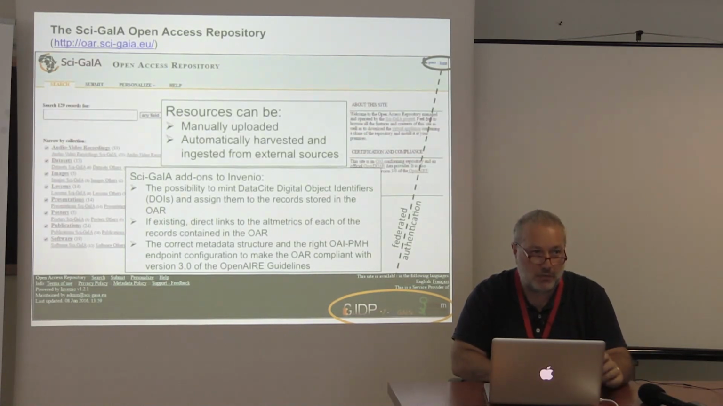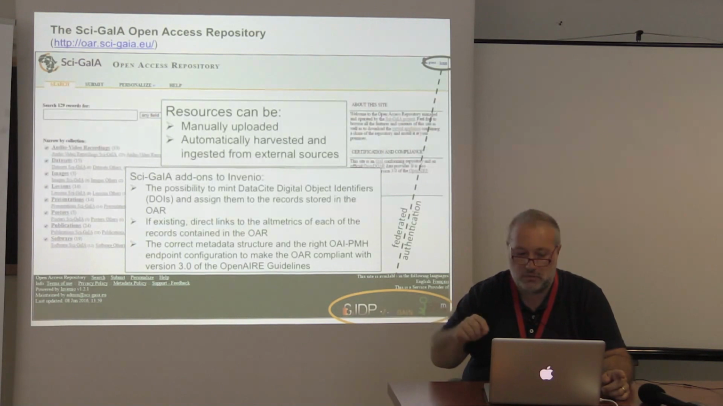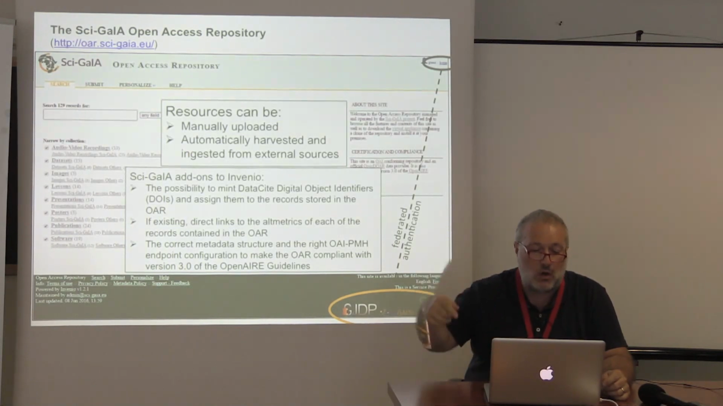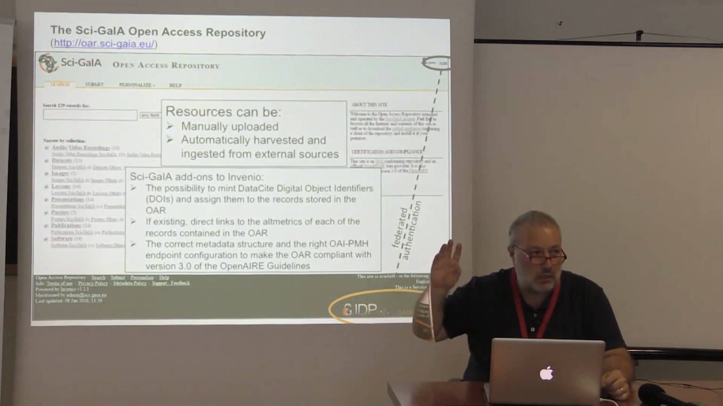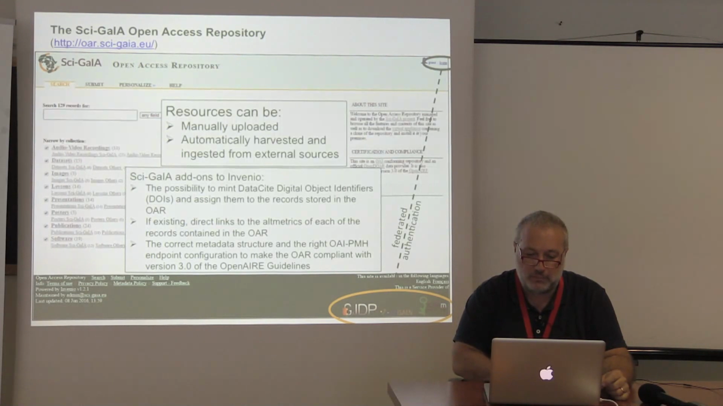So if you publish research products on Invenio, you can cite them on social networks, and they will be acknowledged automatically, more quickly than normal citations. And we adjusted the correct metadata, the Dublin Core metadata, so that the OAI-PMH endpoint publishes data that are compliant with version 3.0 of the OpenAIRE guidelines. So all the open access repositories built with Invenio could eventually become official OpenAIRE repositories.